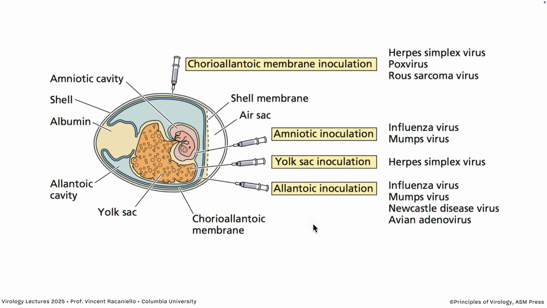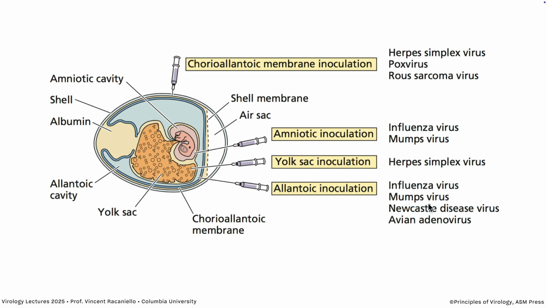Also, viruses could be grown in embryonated chicken eggs. And many different viruses, as shown here, could be inoculated into different parts of the chicken egg. Here's the embryo here. Surrounding it is the amniotic cavity, and there are some viruses that will grow in the amniotic cavity in cells that are present there, of course. And then there's the allantoic cavity, which surrounds everything. And many viruses reproduce there as well.